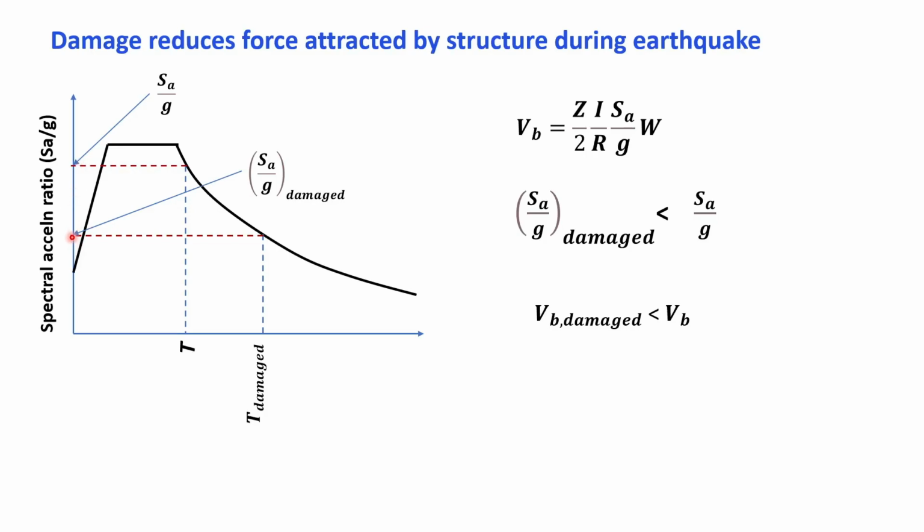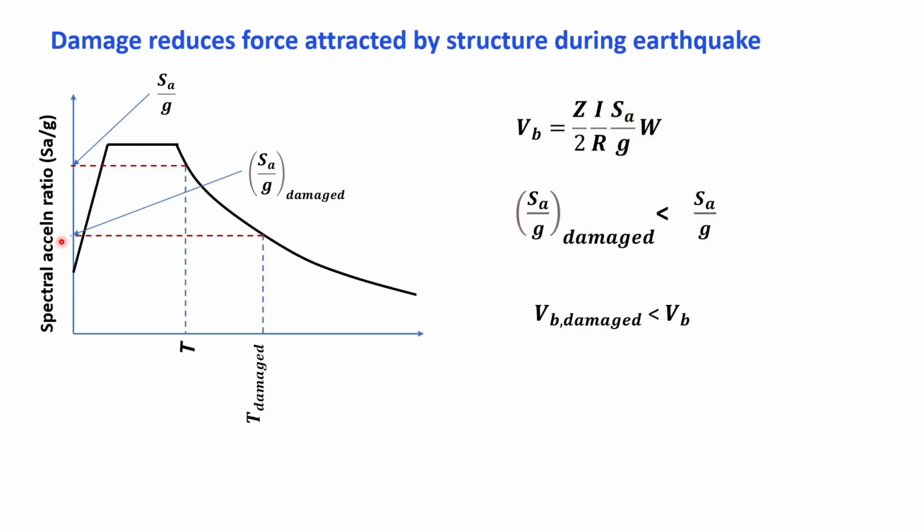Now look at the base shear. The base shear standard formula is more or less the same in other countries also. In the Indian code, this is the formula: base shear VB equal to (Z/2)(I/R)(Sa/g)W. For our case, we are considering the building where Z is constant, I is constant, R is constant, because we are considering the same building only, in the undamaged condition and in the damaged condition. So the seismic weight also remains the same, W is constant. So what is changing? Only the Sa/g ratio.